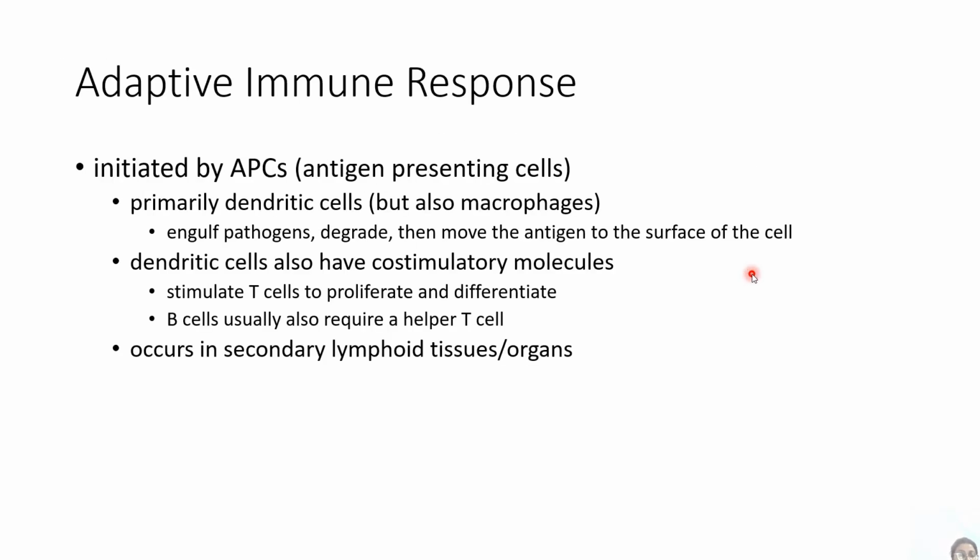The adaptive immune response is initiated by APCs, primarily dendritic cells but also macrophages, which engulf pathogens, degrade them, then move the antigen to the surface of the cell. Dendritic cells also have co-stimulatory molecules that stimulate T cells to proliferate and differentiate. B cells usually also require helper T cells. It occurs in secondary lymphatic tissues and organs.